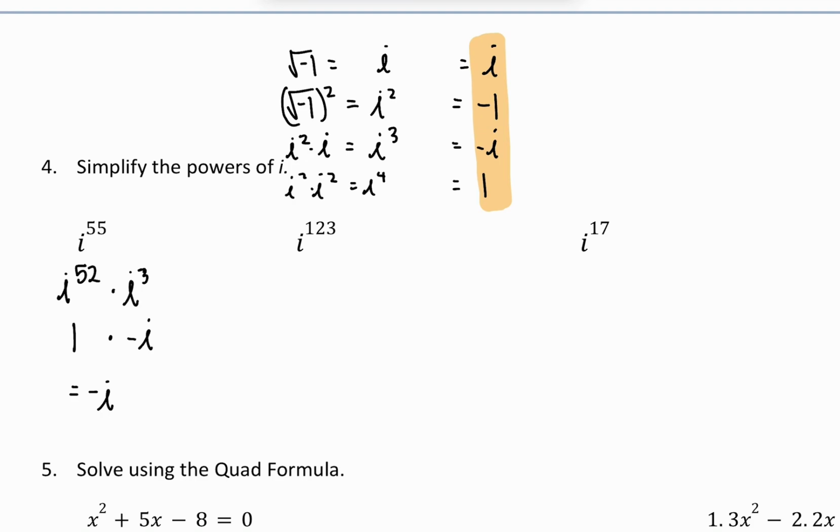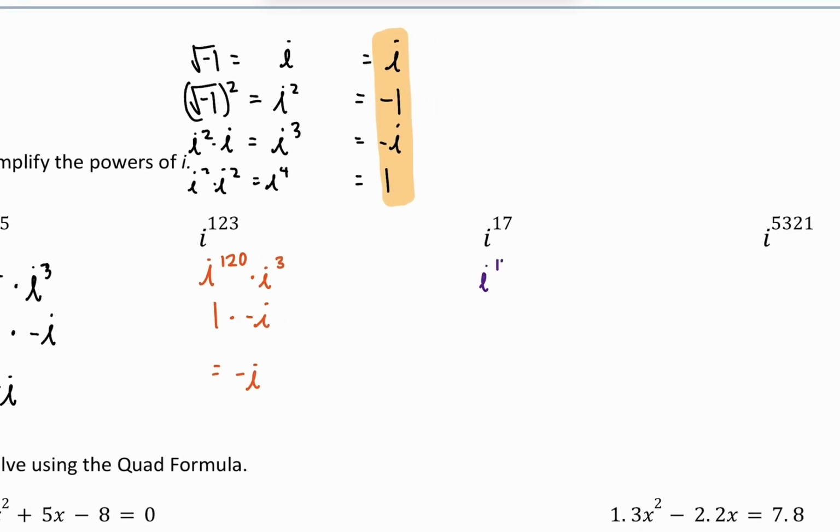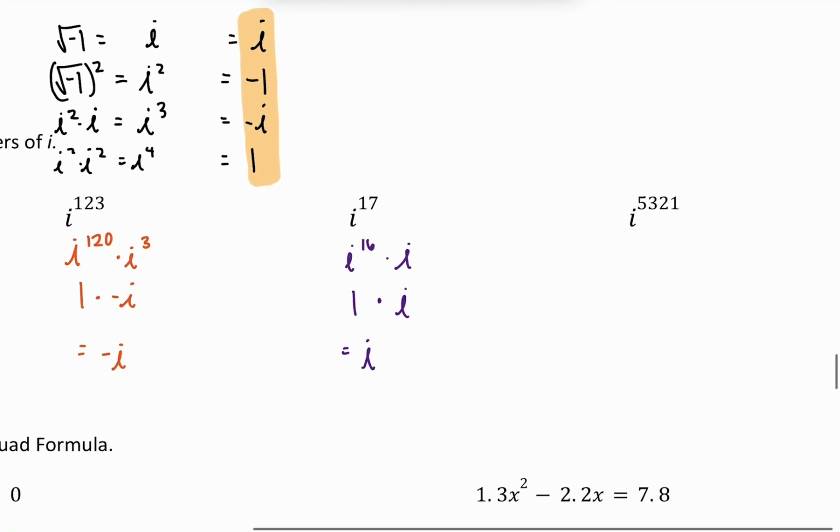Then i to the 123rd can be broken down to i to the 120, so you're just finding the highest multiple of 4 that goes into 123 that will leave you with a remainder between 0 and 3. So then this will be -i as well. i to the 17th, this will be i to the 16th times i to the 1, which i to the 16th is just 1 because it's a fourth multiple. And then times i is just i, so this will be equal to i.